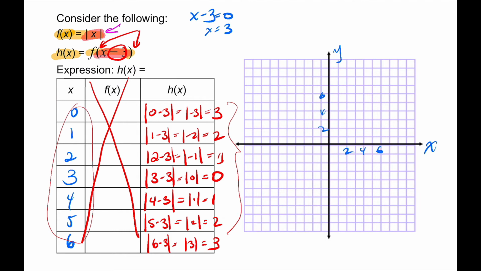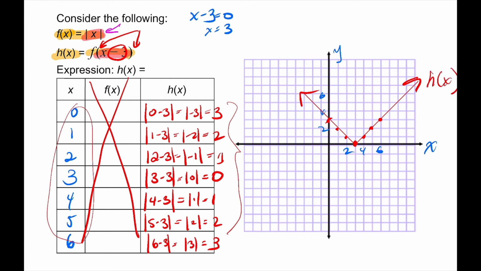I'm going to start with (3, 0) first, because I recognized that was the key part of my absolute function. Then I got (4, 1), (5, 2), (6, 3). And going the other way, I get (2, 1), (1, 2), and (0, 3). And oops, I missed (4 there. Again, we know the absolute function is going to be the shape of a V. So we're going to connect the dots with straight lines. And so this is going to be h of x.